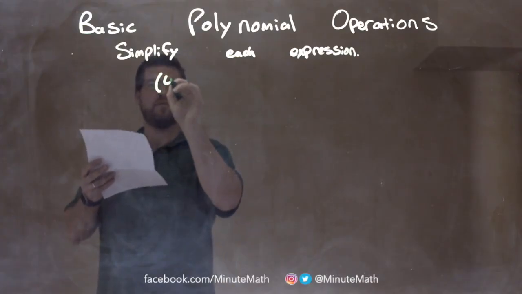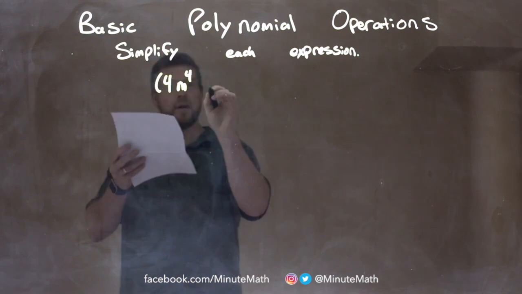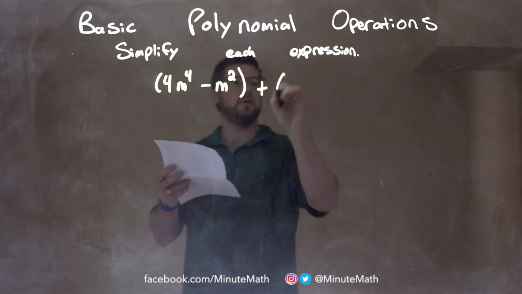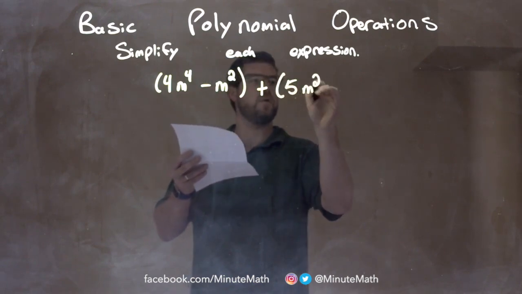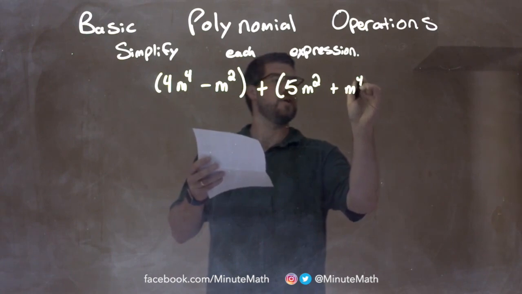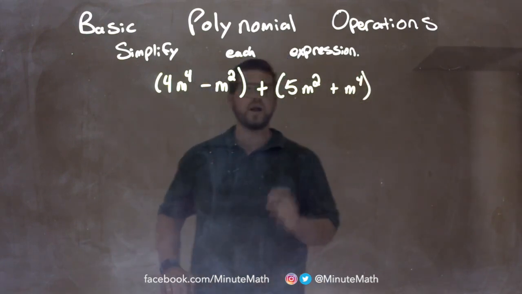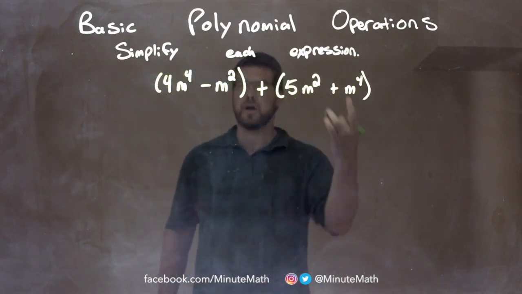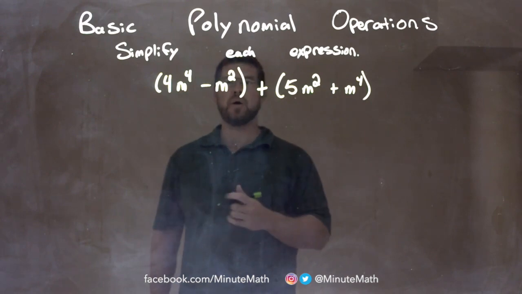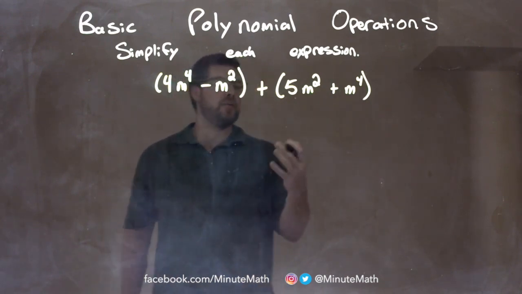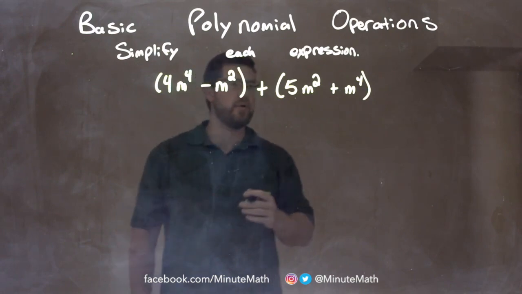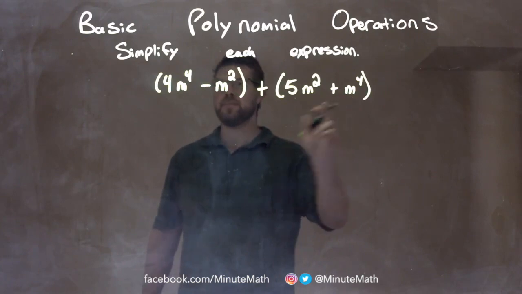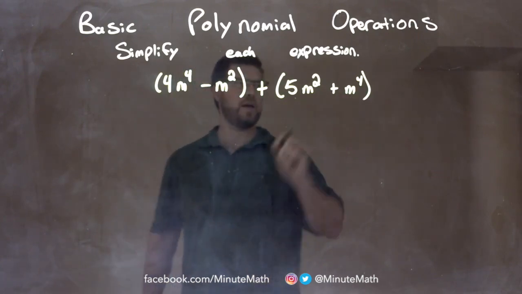So we have 4m to the 4th power minus m squared, then plus 5m squared plus m to the 4th. Okay. So what I want to do is combine our like terms. First thing is always I look within each parenthesis. Nothing to combine in each one. So we can imagine the parentheses are gone now, since we simplified as much as we could inside them. Now let's combine our like terms. Well, we have 4m to the 4th and m to the 4th, so plus 4m to the 4th and plus m to the 4th.